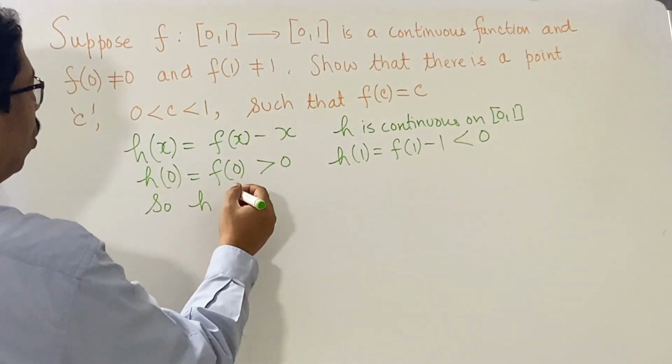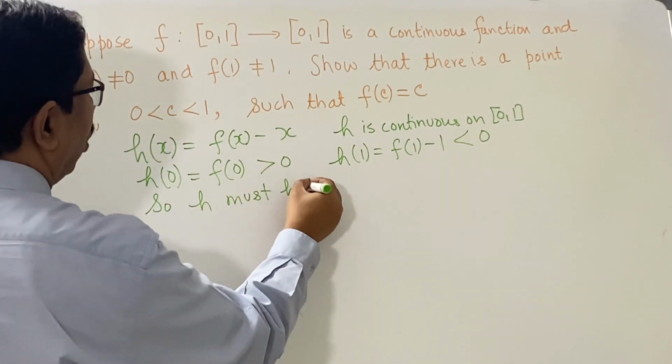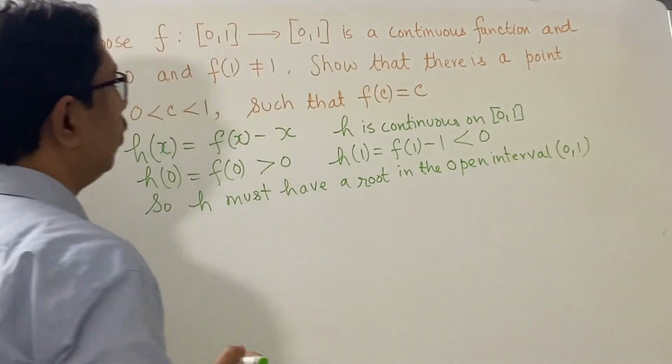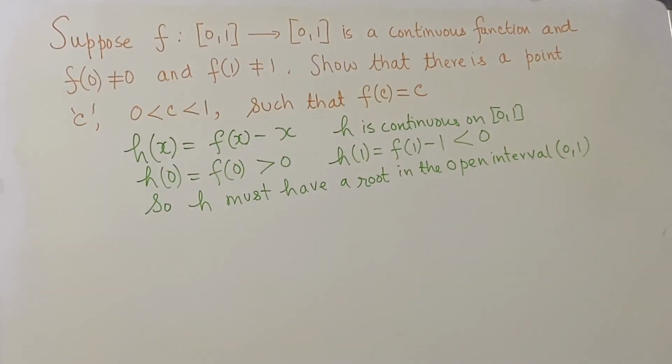So, h must have a root in the open interval (0, 1). This is often referred to as Bolzano's theorem. If a function is of one sign at the point A and is of another sign at the point B, then in between these two points there is a root. So, this result is referred to as Bolzano's theorem. A more general version of this Bolzano's theorem is known as the intermediate value theorem.